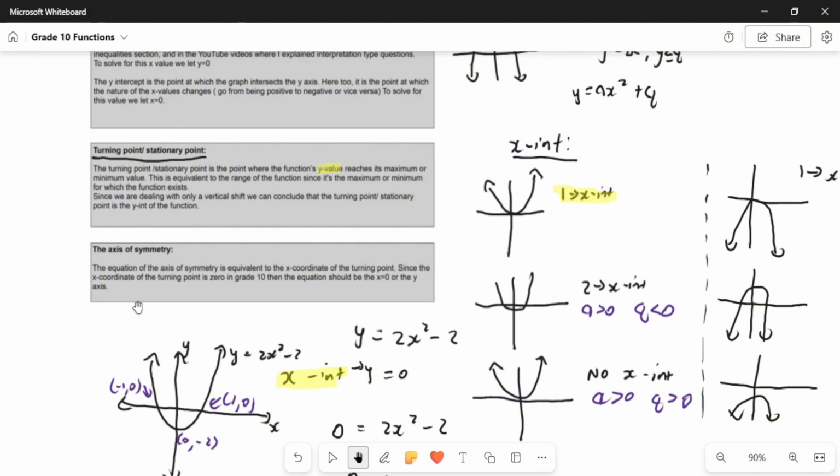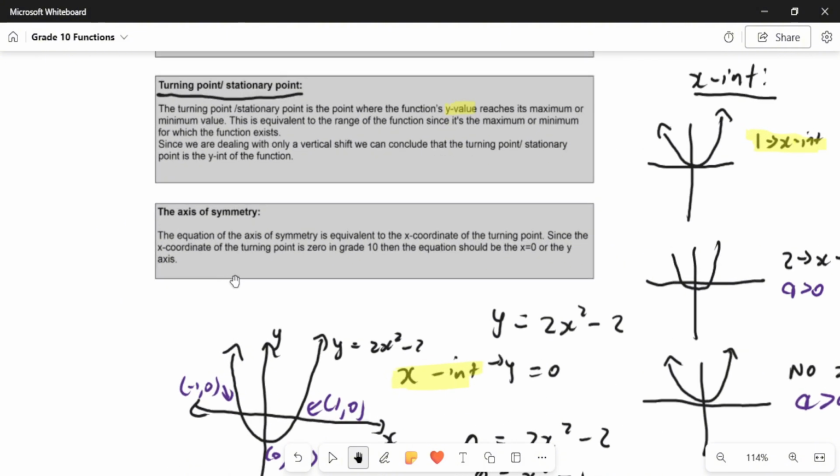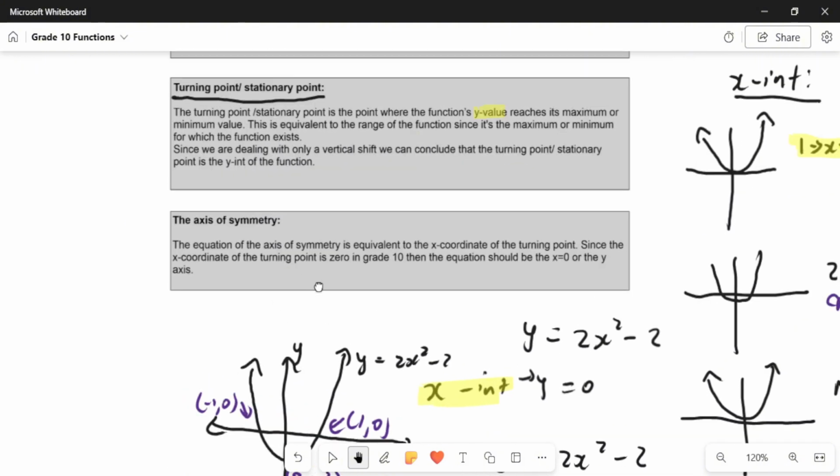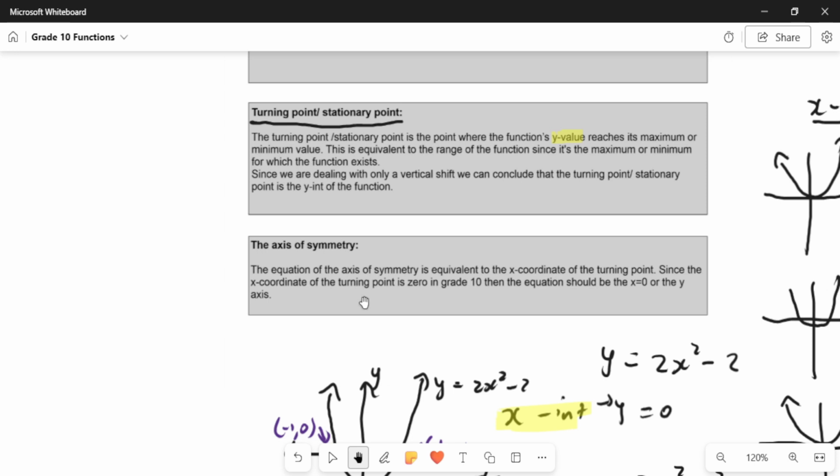Okay? And lastly, we will work with what we call the axis of symmetry. Okay, and then we have the axis of symmetry, right? And exactly as I said, the axis of symmetry is the line that the function is symmetrical about. So the equation of the axis of symmetry at grade 10 will be x is equal to 0, which is effectively the y-axis. Now I'll explain why this is the case, why we say this.